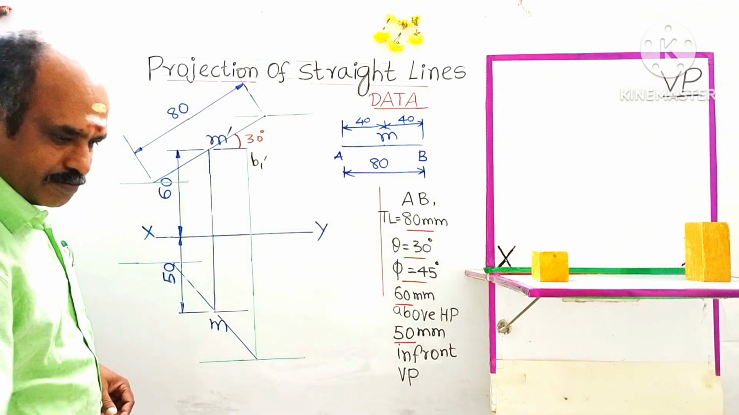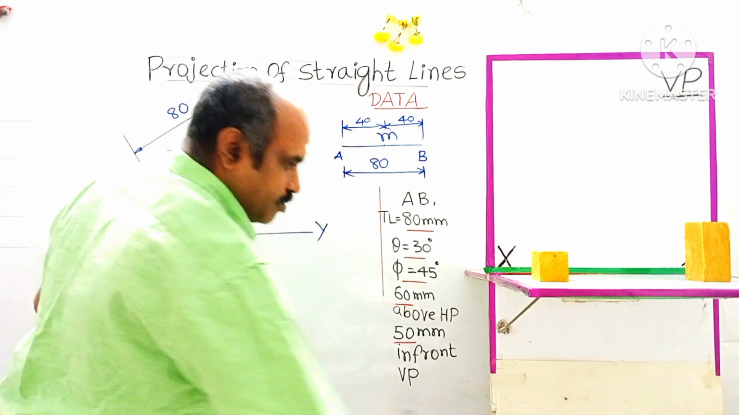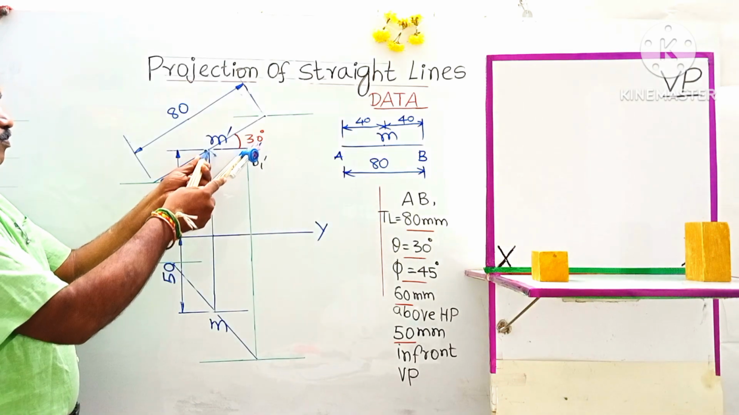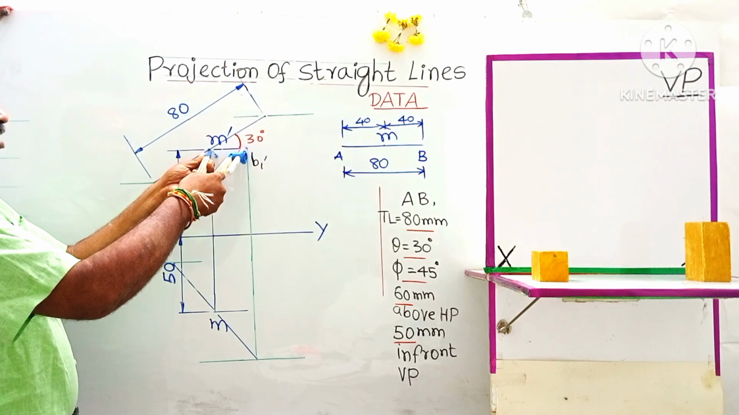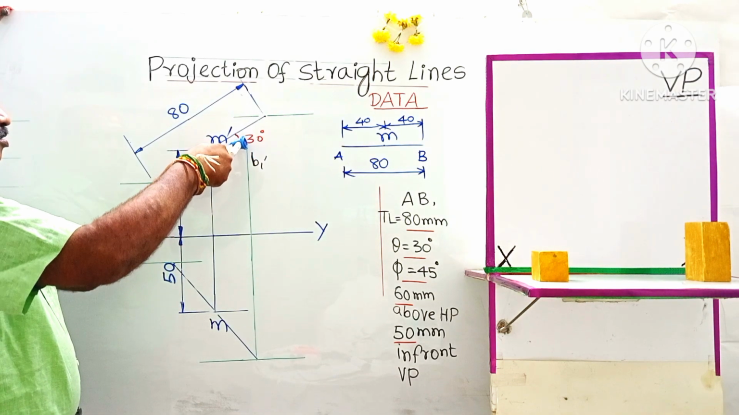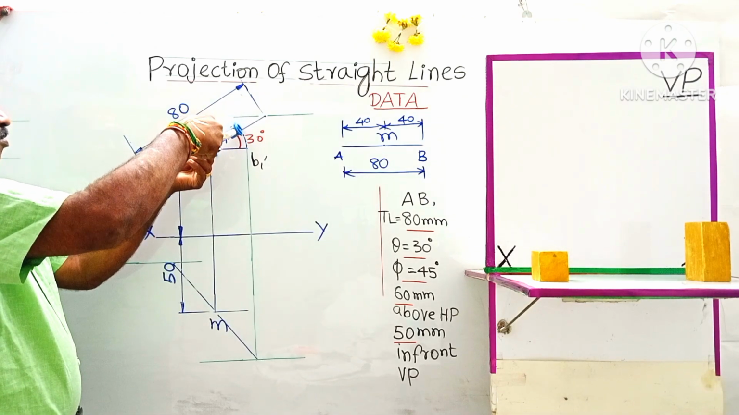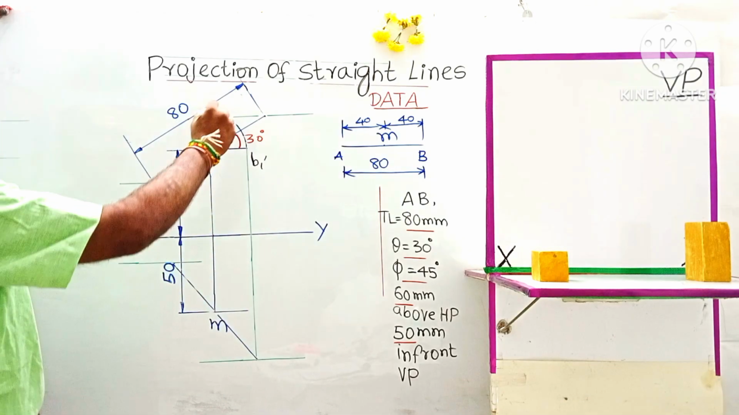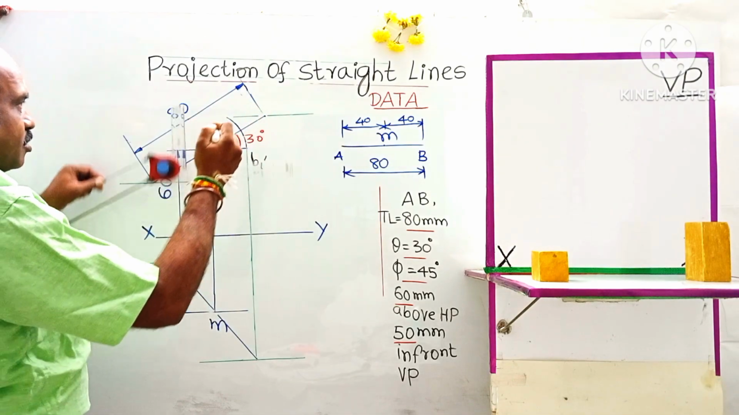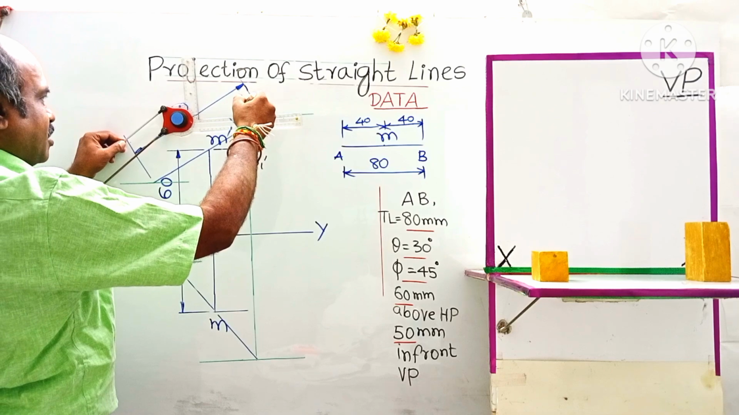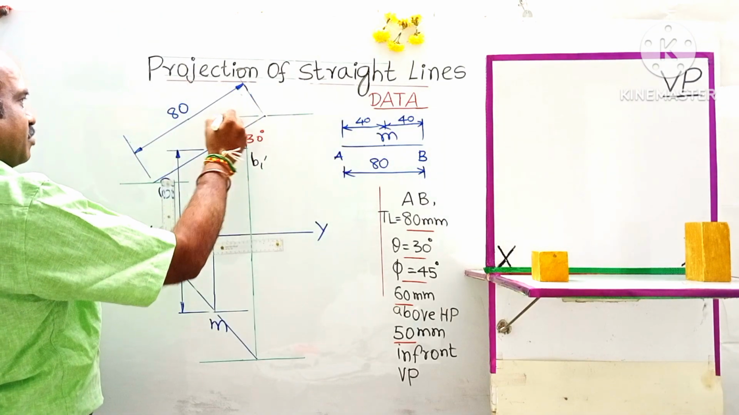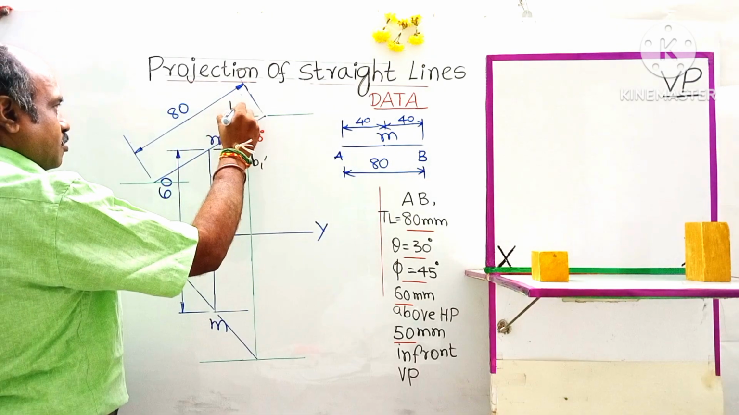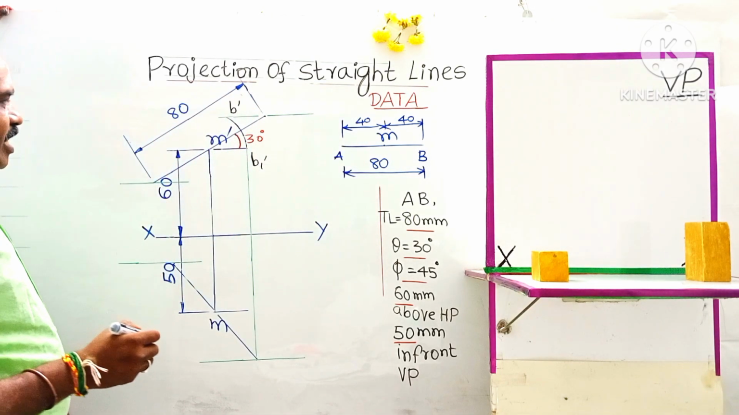Take your compass. Keeping M dash as the center and M dash B1 dash as the radius, draw an arc upward. Okay, this is where it intersects with the locus line. Extend the locus line. It intersects here. This point shall be marked as B dash. Okay, join A dash and B dash.